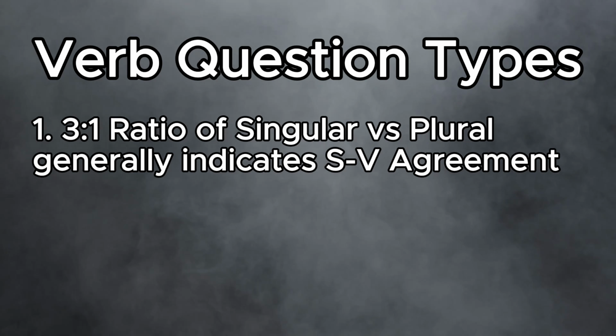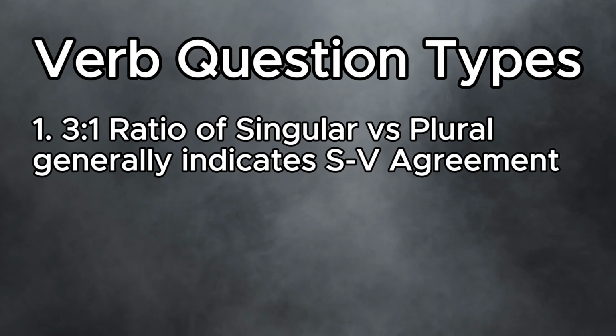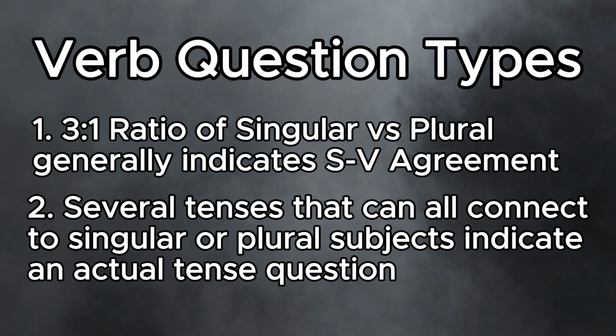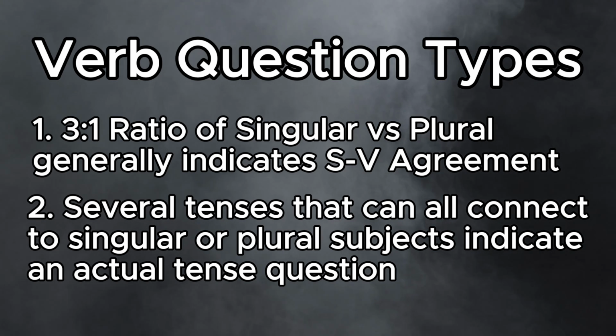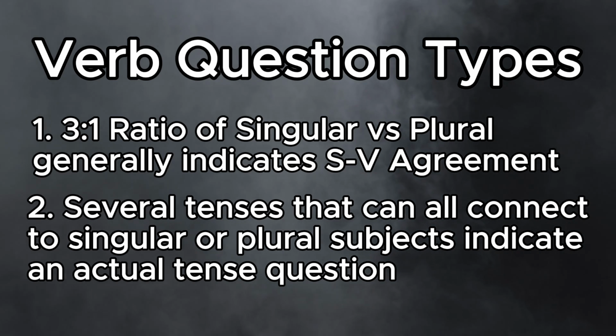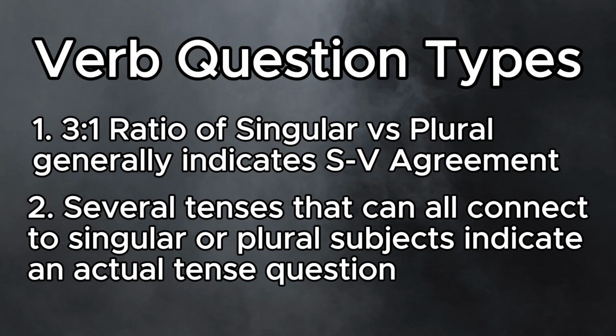This plot twist forces us to reassess how we approach verb questions. If the question offers several possible verbs with a 3-to-1 ratio of numbers, be it 3 singulars versus 1 plural or vice versa, then we should be analyzing for subject-verb agreement. Yet, in other scenarios, if the question simply offers several verb tenses that could equally be connected to a singular or a plural subject, then we must pay attention to the timing of the action. Knowing this difference will save you time and improve your accuracy.